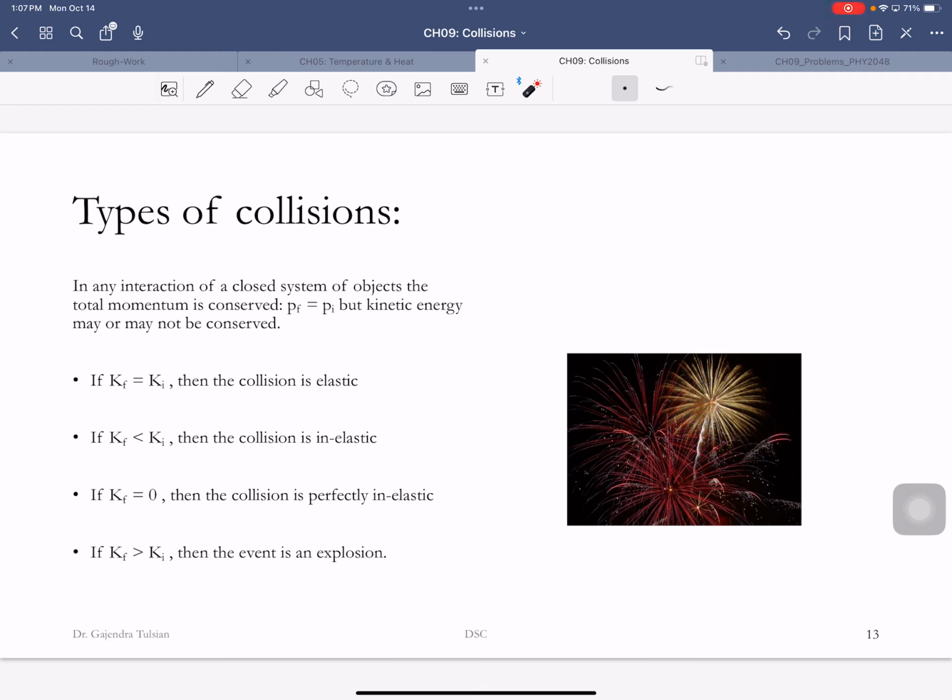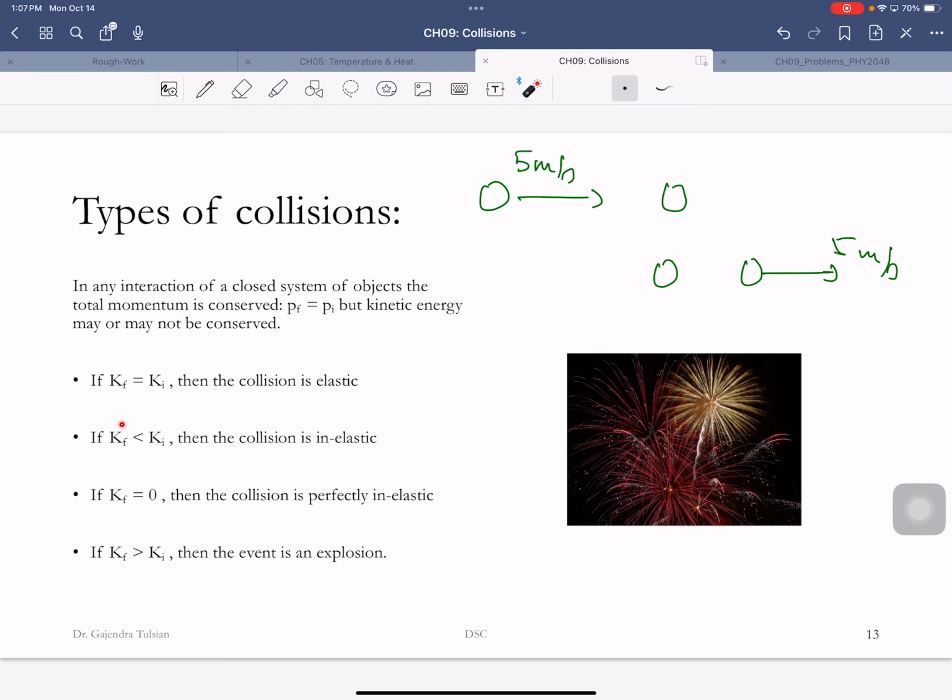So for instance, here's a cue ball, and you can hit a straight shot, and if it's an elastic collision, if this is going at 5 meters per second, the cue ball will come to rest, and this guy will go at 5 meters per second for a head-on collision. So that's an elastic collision. The kinetic energy after the collision is equal to the kinetic energy before the collision.